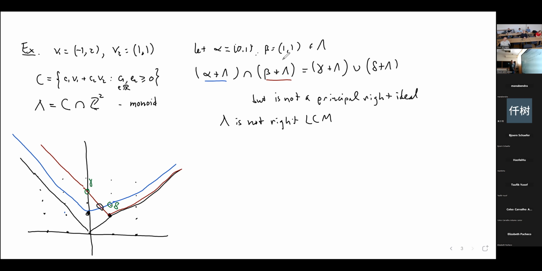I think it's the most elementary example I know of this kind of phenomenon. Okay, and I'm going to come back to this idea a little bit later.